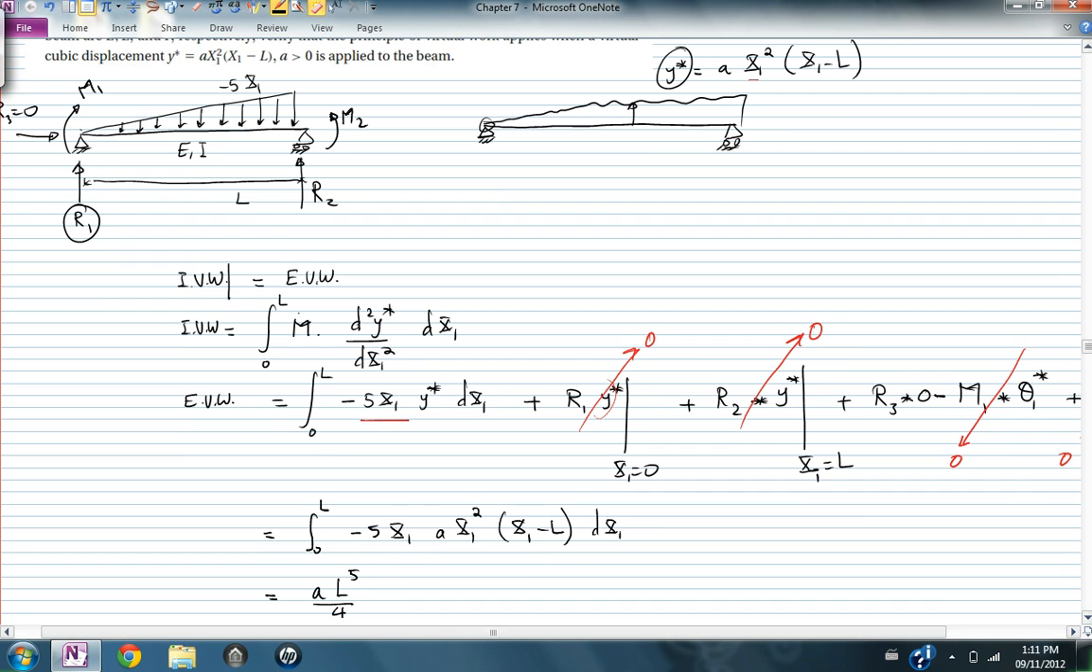Now to find the internal virtual work, we need to find two things: the bending moment associated with the loading, and the second derivative of the virtual displacement. The second derivative of the virtual displacement is straightforward. First we calculate the first derivative and then differentiate. The first derivative will be equal to 3a x1 squared minus 2aL x1. The second derivative of y star with respect to x1 squared will be equal to 6a x1 minus 2aL.